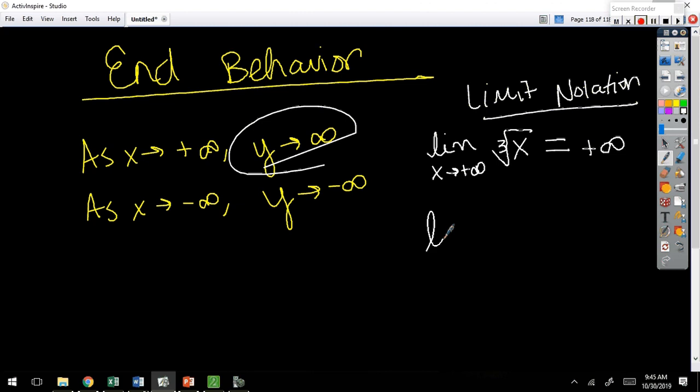Look at the other end. The limit as x approaches negative infinity of the cubed root of x, what does it do? What does y do? Negative infinity.